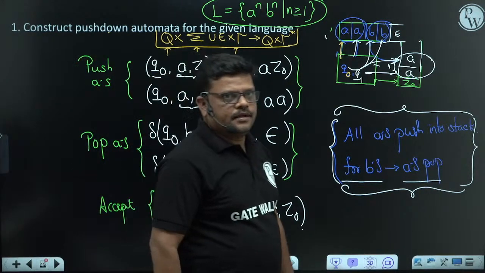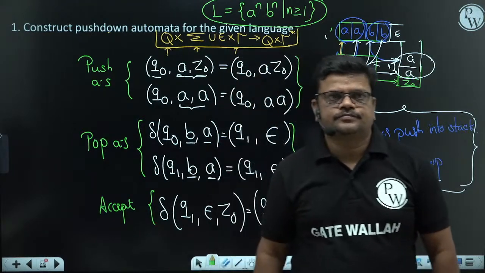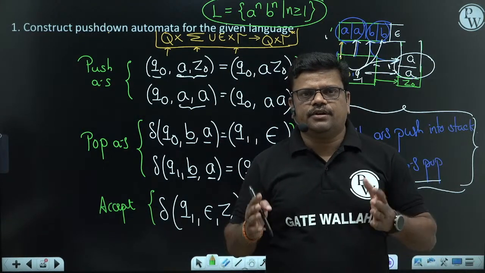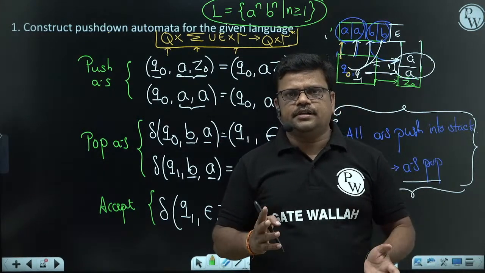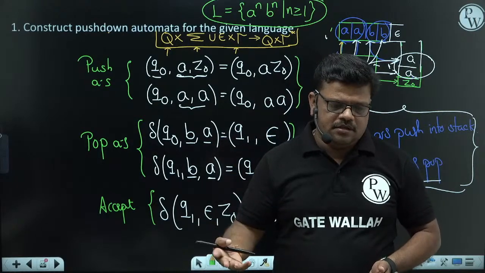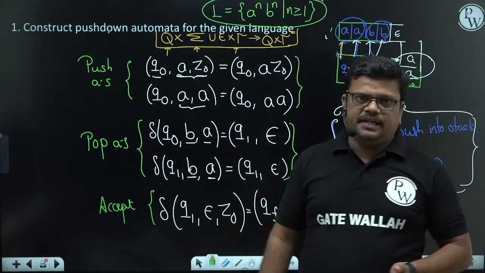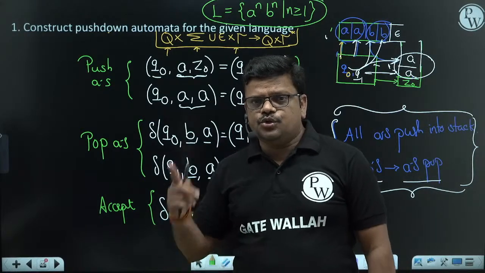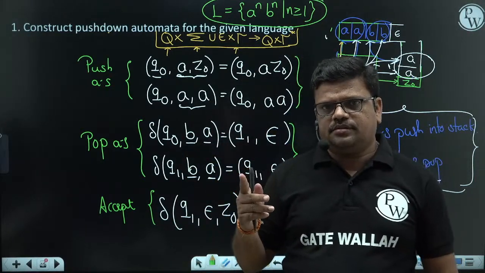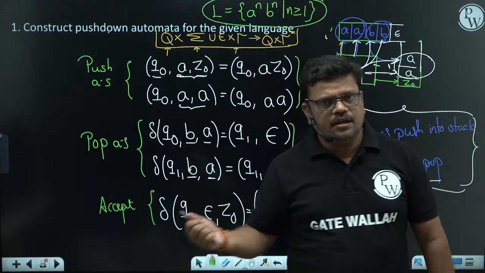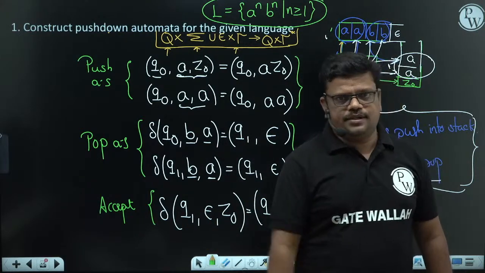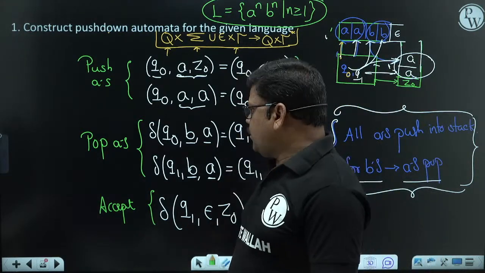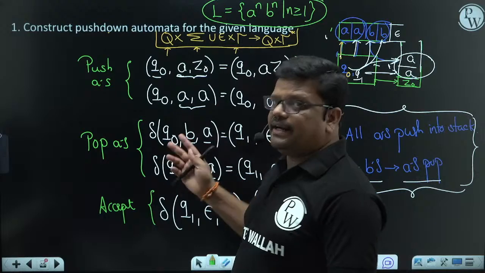Accept. So like this, whatever our logic is there, that logic represented by transitions is PDA construction by transitions notation. We can show pushdown automata in two notations. One is a transitions notation, the other is a transition diagram notation. So now I will show you the same thing by diagram notation.